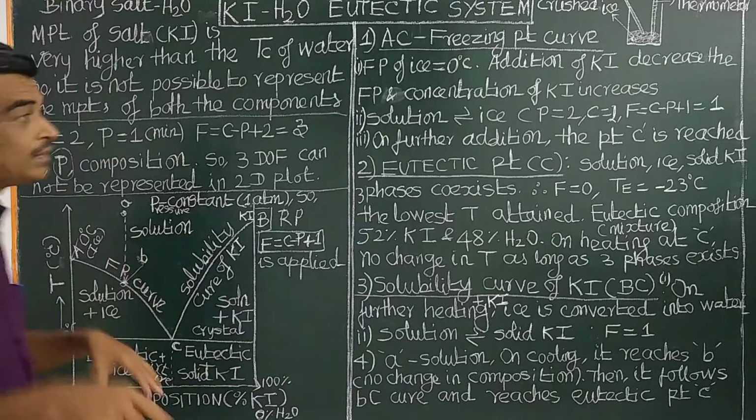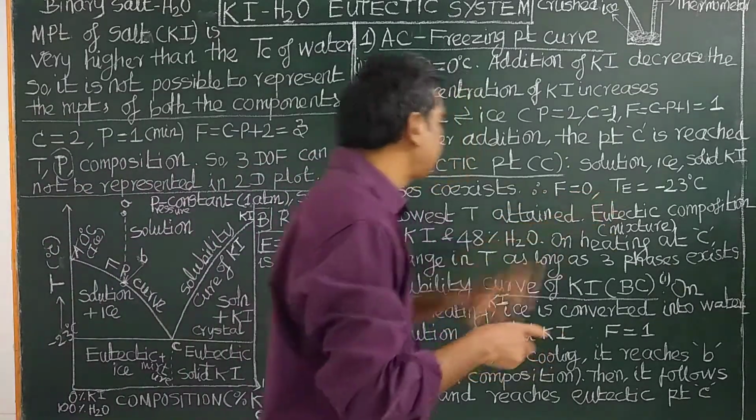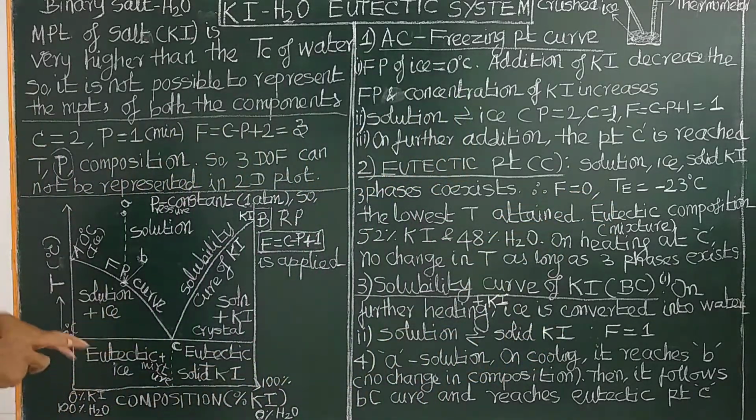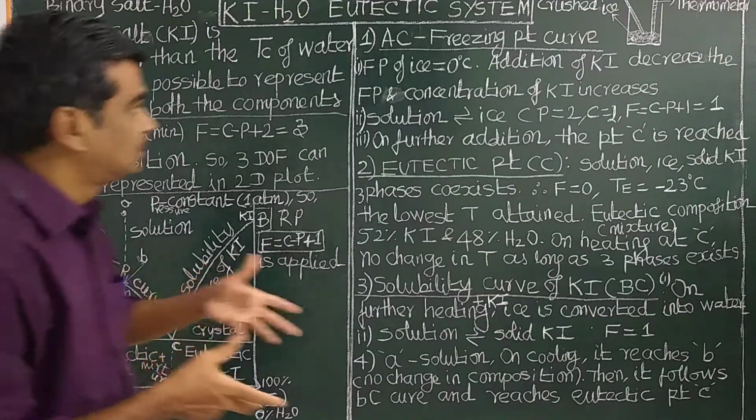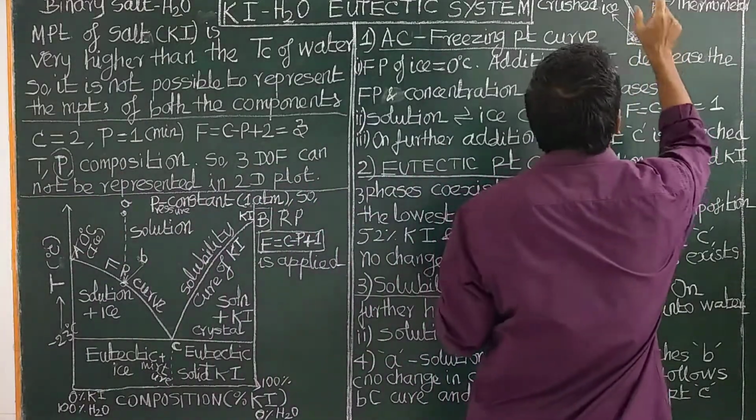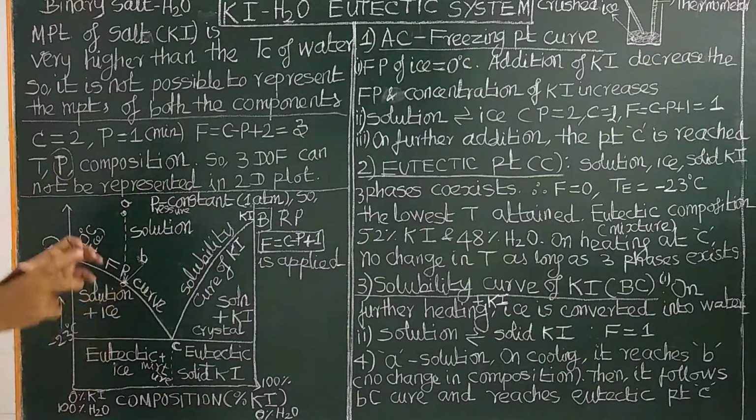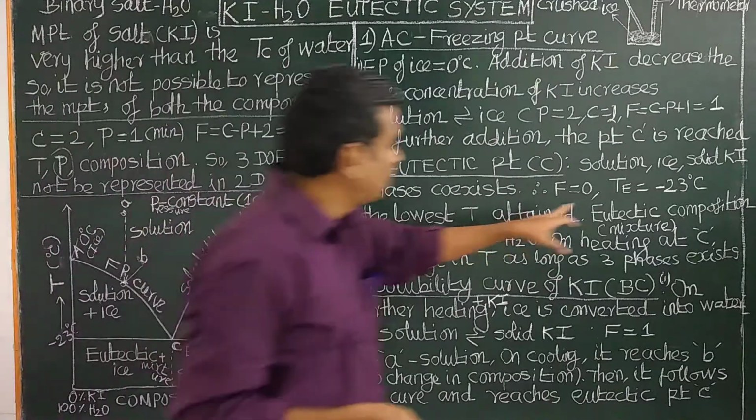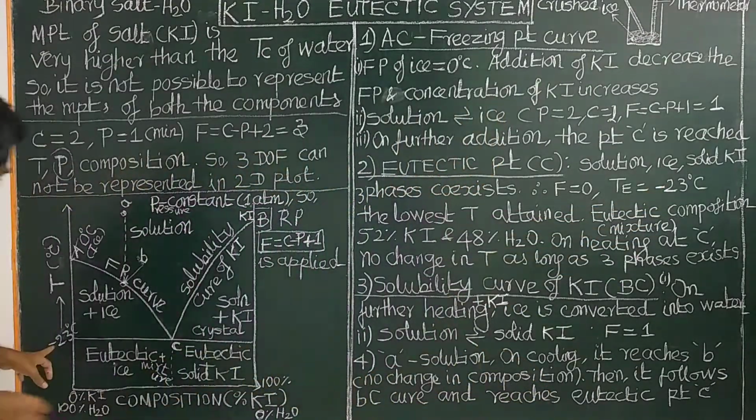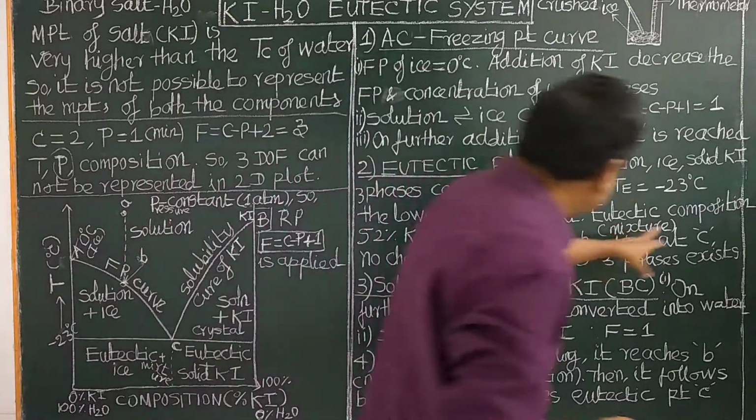And what is the eutectic temperature? This is the lowest temperature that is attained or reached by the addition of Ka to the ice. So what is the eutectic temperature? This is minus 23 degrees Celsius. This is the eutectic temperature.